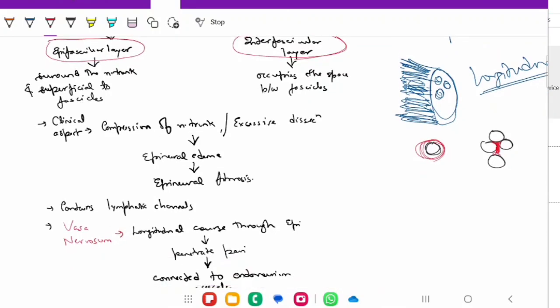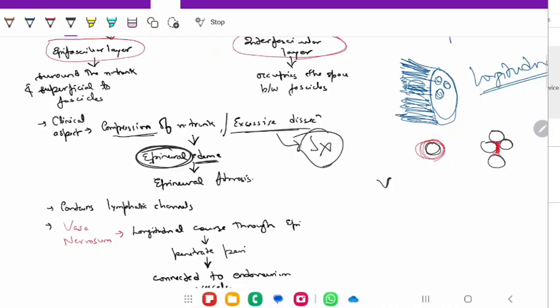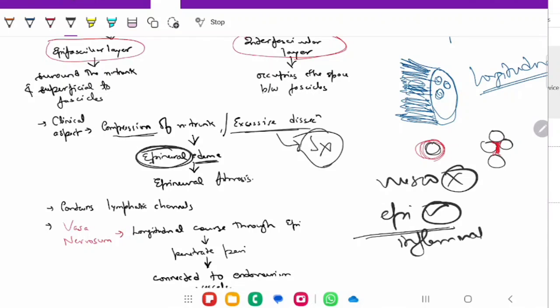Now, what is the clinical aspect of this? The clinical aspect is when the nerve trunk gets compressed, or let's say there is excessive dissection during surgery. Whatever edema or inflammation happens, it happens in the epineurium layer only. So does it happen in meso? No. Does it happen in epi? Yes. So where inflammation starts, it starts from epineurial, which is known as epineurial edema, causing in turn something known as epineurial fibrosis.